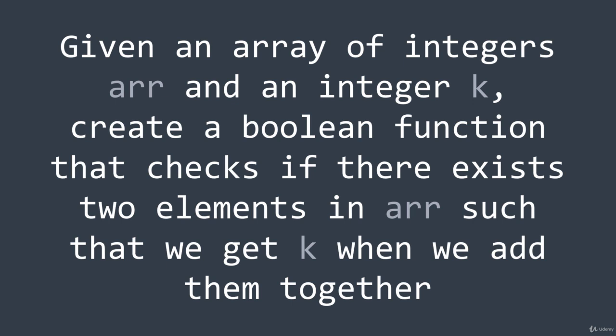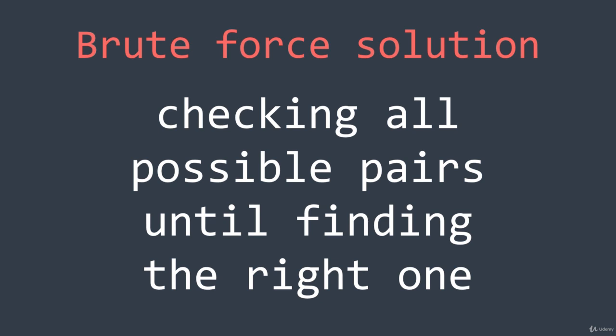First of all, we have to understand the problem. We have to know exactly what our function has to do. Here we want to find two elements such that we get k when we add them together. So as soon as we find those two elements, we return true. The first solution that may come to your mind is the brute force solution, where we check all the possible pairs until we find one that sums up to k.